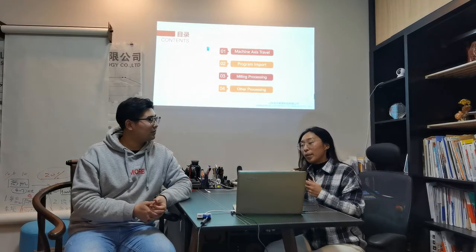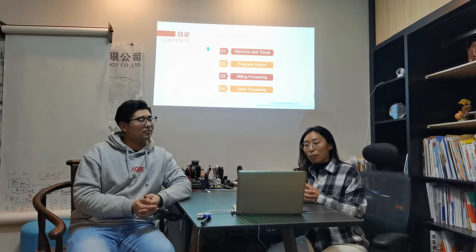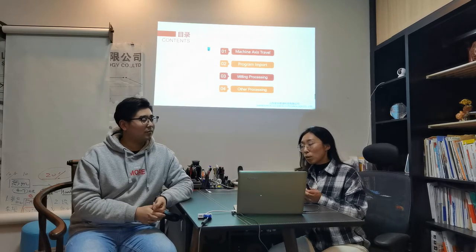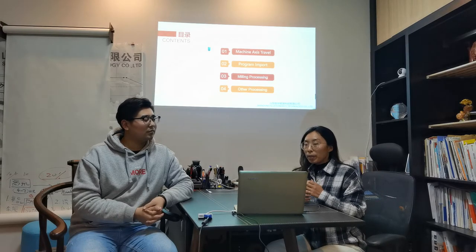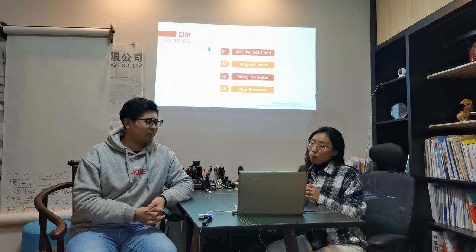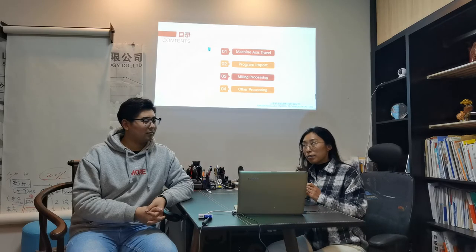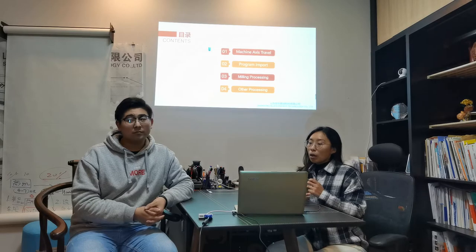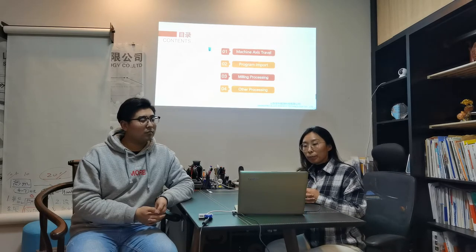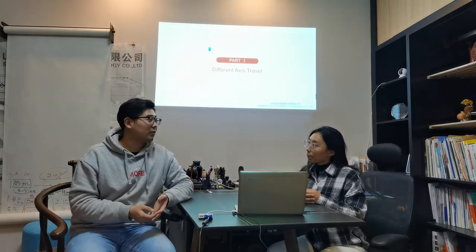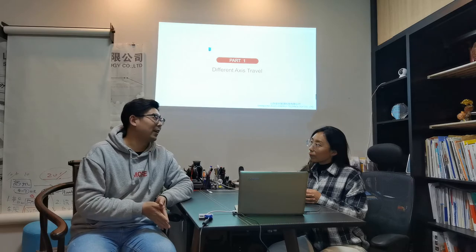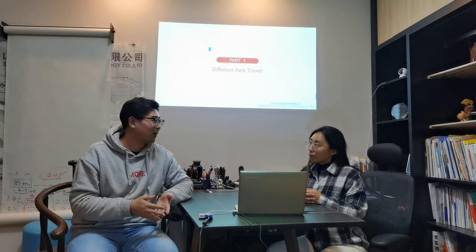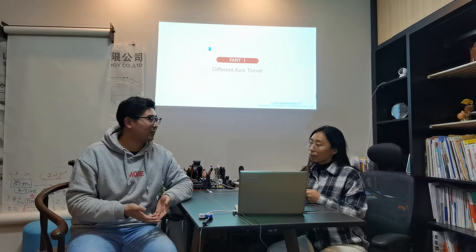First, we will introduce the machine axis travel and the three types of CNC vertical machine. Second, we will make a simple introduction about how the program is input into the CNC control system. Third, we'll show our customers the milling processing and other processing. Our vertical machine center has three types of machine: 3-axis, 4-axis and 5-axis. So today we will introduce every axis travel.